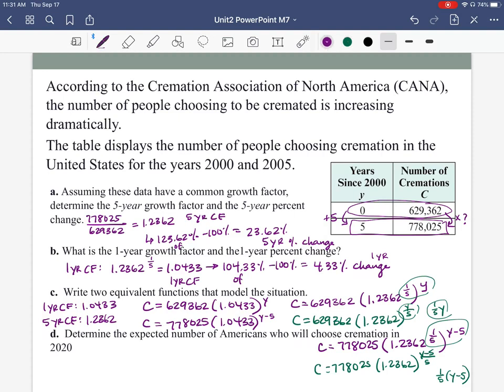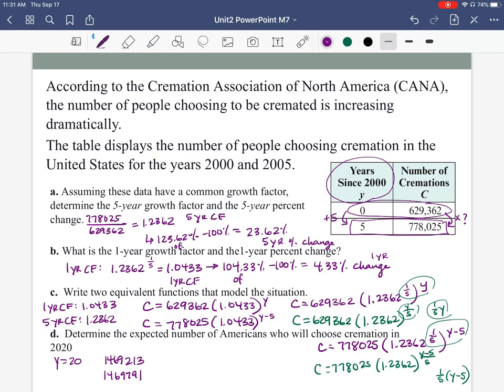And then finally, part D says, what's the expected number of cremations in 2020? So you could use any of those 6 formulas we have written, and you simply need to input 20 for y, because my input is given as years since 2000, so 2020 is 20 years later. For any of them that you pick, you would input 20 for y, and you should end up getting some number that's about 1469. Depending on which one you use, you might get 1469.213 or 1469.791.